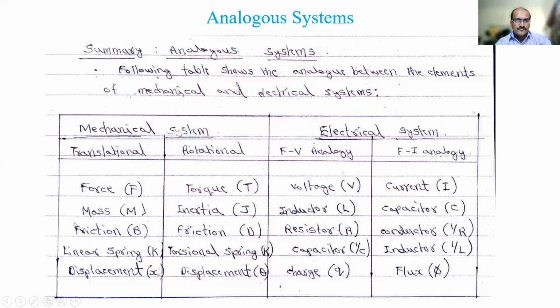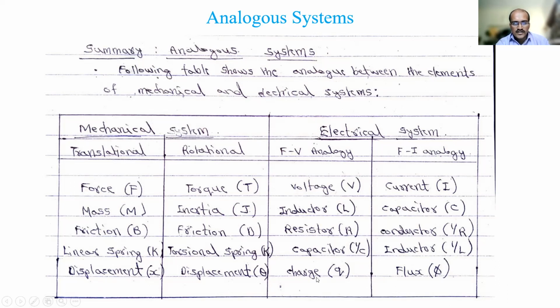This is the input. Now output, when you apply some force, you will get the output that we call displacement in a translational system. Okay, and the notation is X. In rotational, we call that angular displacement. Okay, and in the FE analogy, we call that charge.